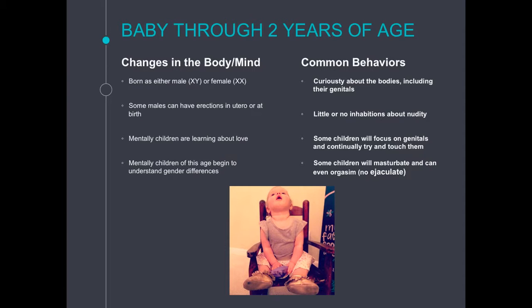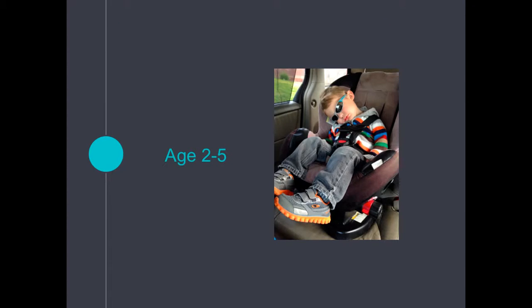Common behaviors that we'll see: very common curiosity about their bodies, including their genitals. Very little or no inhibitions about nudity. If you've ever been around a 2-year-old, you know that they prefer to be naked. Some children will focus on genitals and continually try to touch them. This is my daughter. Every time we change her diaper, her hands, her toys, whatever she's holding at that moment, drop down to her genitals. She's trying to figure out what they are. And it's not uncommon that some children will masturbate and can even orgasm, even though there's no actual ejaculate at this time. The next age group is ages 2 through 5.